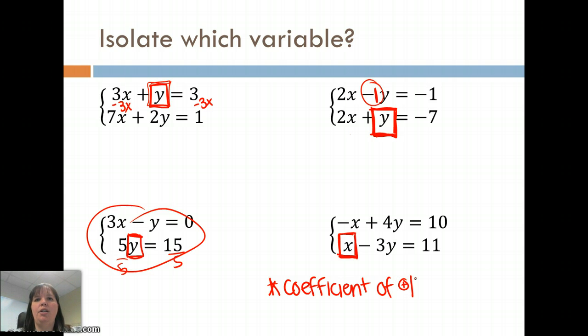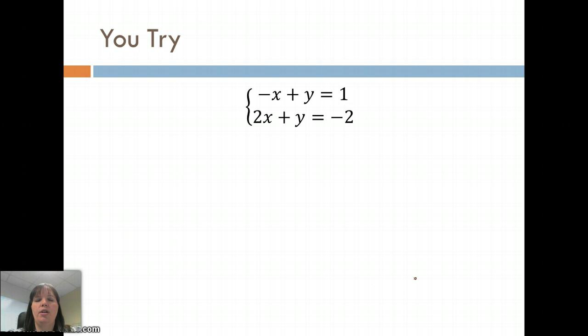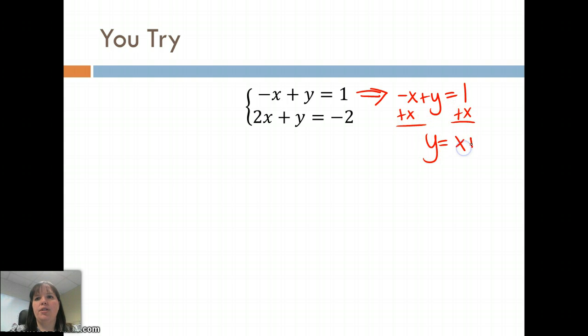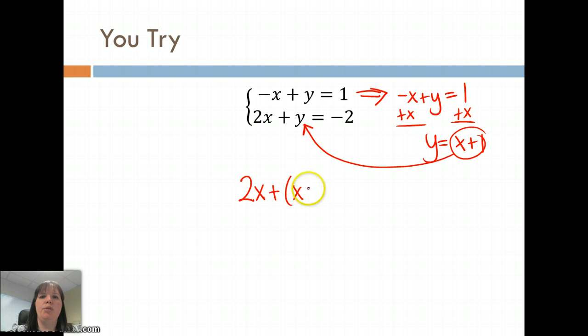So here's going to be your chance to practice. Isolate a variable, substitute in. Make sure you pause and try this. I'm going to choose to isolate this y value. So I'm going to add x to both sides. y equals x plus 1. Now all I have to do is take that x plus 1 and plug it in for y in the other equation. So 2x plus x plus 1 equals negative 2.